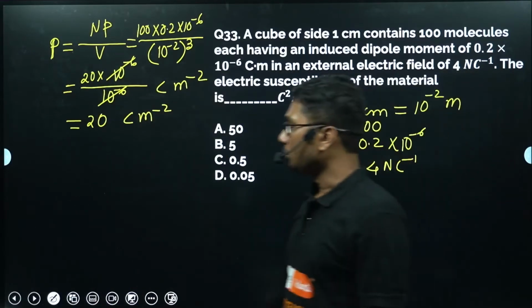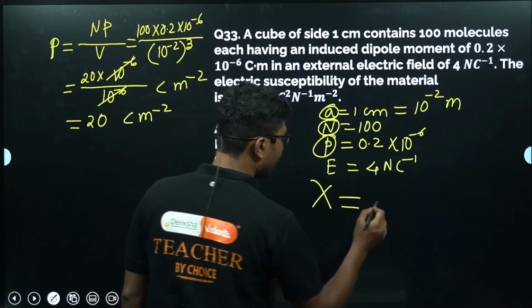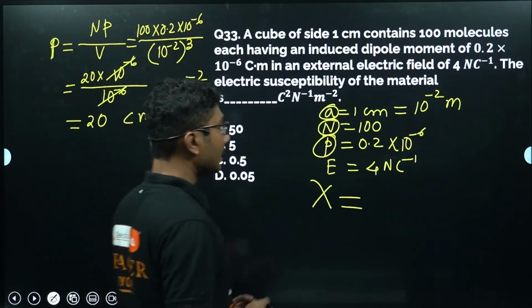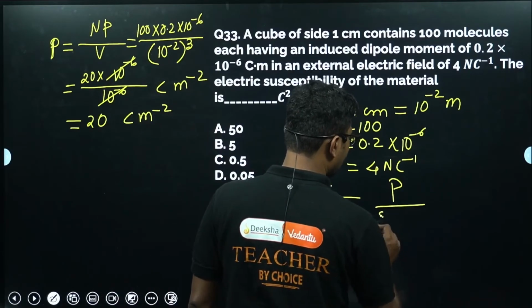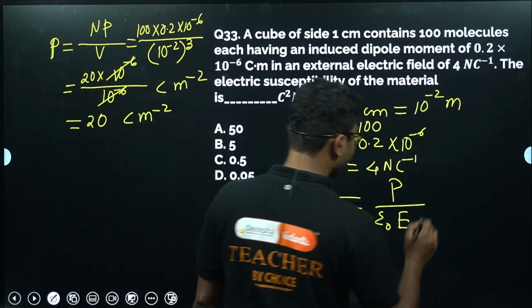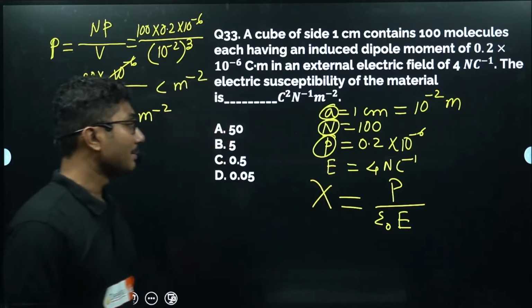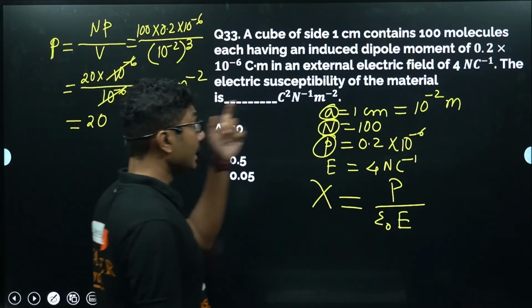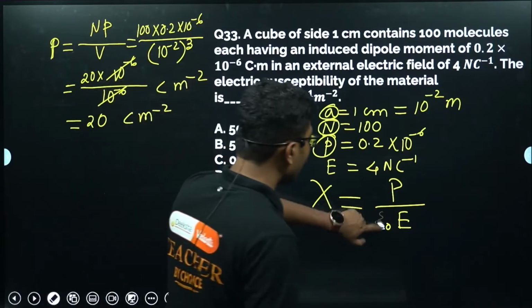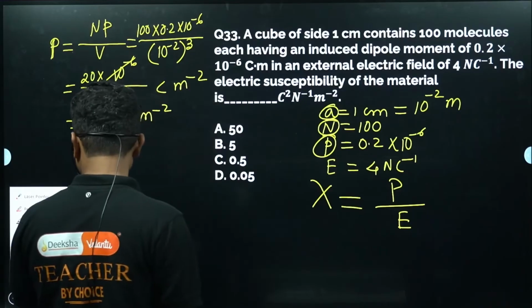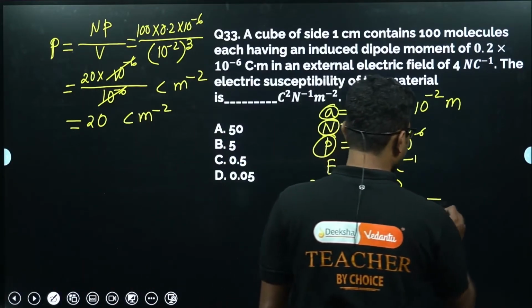Now to calculate the susceptibility, what formula you have to use? There is a formula given in your book, where it is given by P by epsilon naught E. Now remember that in this case, susceptibility is a unitless quantity, but here a unit is given. So when the unit is given, you should know that there will be no epsilon naught. This is a special trick that you need to know.